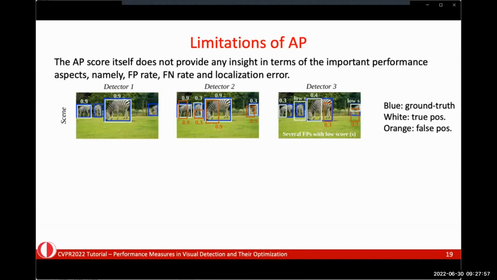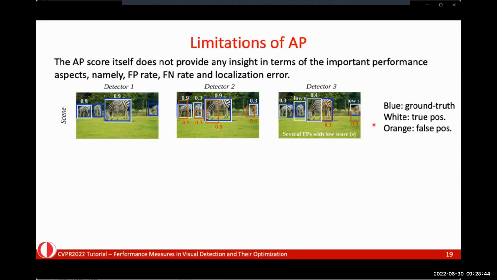For example, in the first one, let me open the laser pointer. In the first one, there are two true positives with very high intersection over unions, but two other objects are missed, this one and that one. In the second detector, all four objects are successfully detected, but some of them with low confidence scores. And also, there are many false positives, these orange boxes. In the last detector, detector 3, again, 4 objects are detected. There are 4 true positives, but this time with even lower scores overall, and there are now fewer false positives.